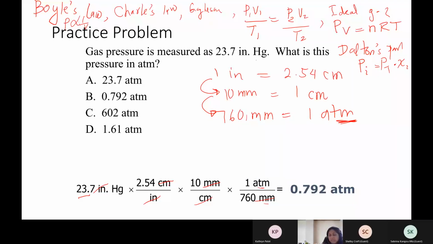So it is 0.792 atm. Always you need to follow the significant figure rules. Here we are given a value which has three significant figures, so we'll give the final answer with three significant figures. Questions? Okay, then I'll move to the next one.